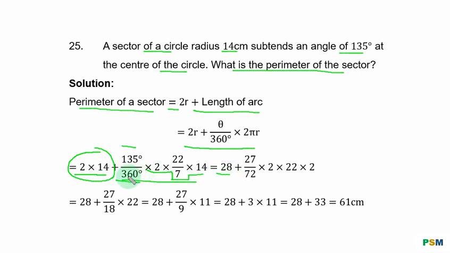If you simplify this fraction, you have 27 over 72 times 2 times 22. 14 divided by 7, you have 2 remaining. If you simplify further, you have this result followed by this and this. When you add, the perimeter becomes 61 cm.